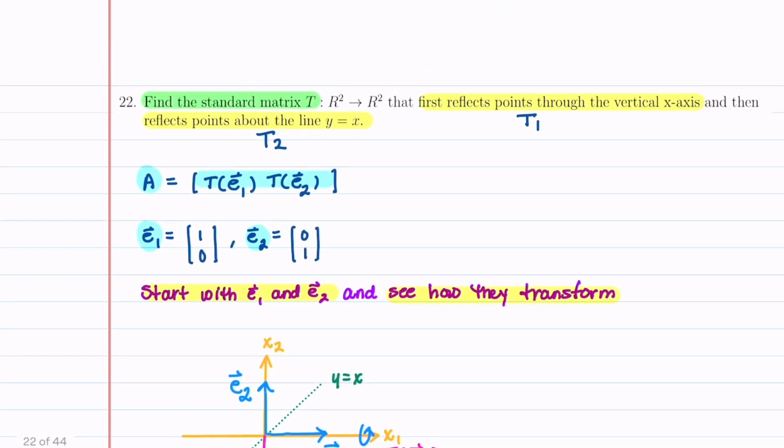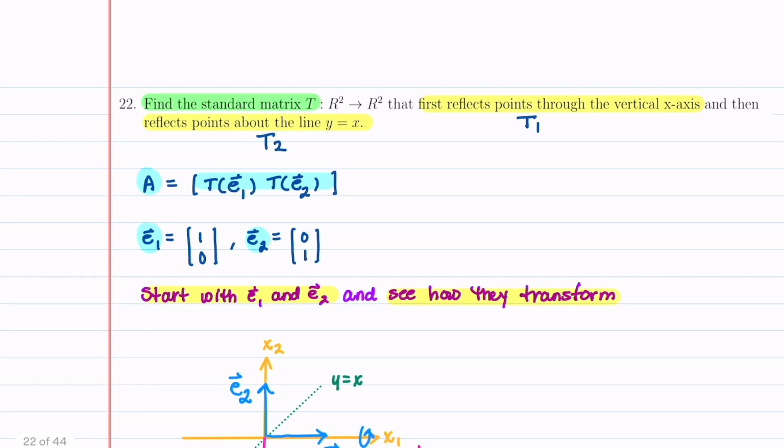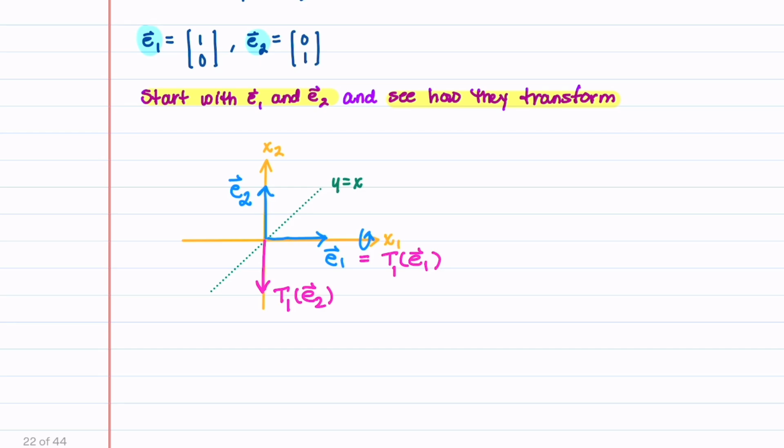Now let's look at the second transformation. The second one is we're going to reflect points about the line y is equal to x. So let's look at T1 of E1 first. If we reflect that about the line y is equal to x, it's going to come up here where E2 was. So let's label this one as T2 of E1. Now let's look at what happens to T1 of E2. When we reflect that one about the line y is equal to x, it comes over here. So we're going to label this one as T2 of E2.